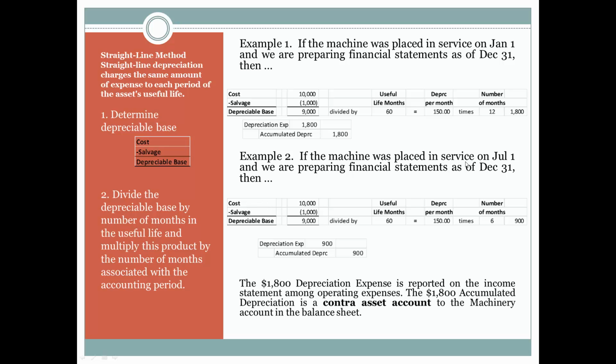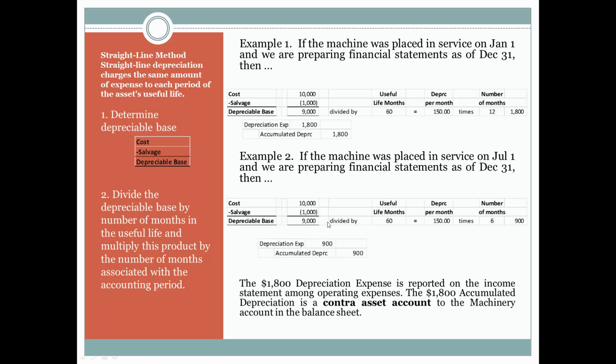In this instance, the machine was placed in service on July 1st. Make certain that you look at the number of months and not just simply take the fact that we're preparing December 31st financial statements and assume this is 12 and then subtract 7 and assume that that's 5 months. Actually, it's 6 months, so you have to take into consideration July, August, September, October, November, and December. So those are 6 months. So make certain that you take that into consideration.